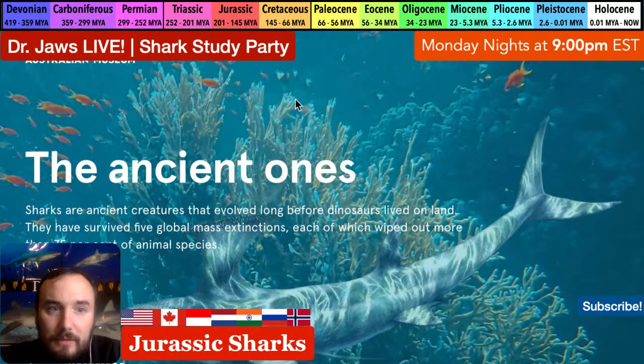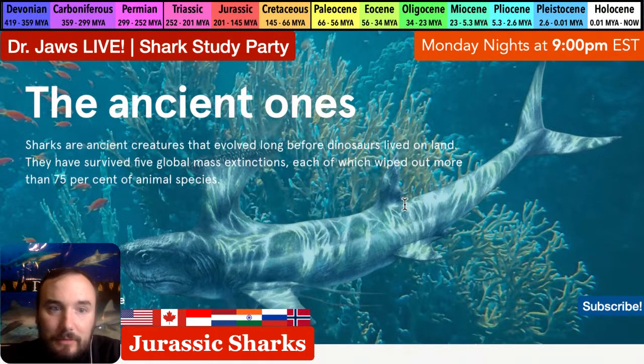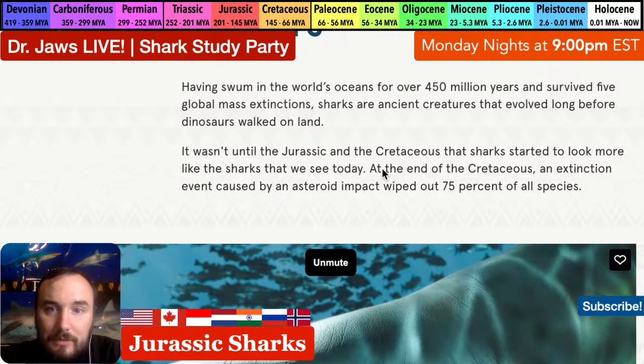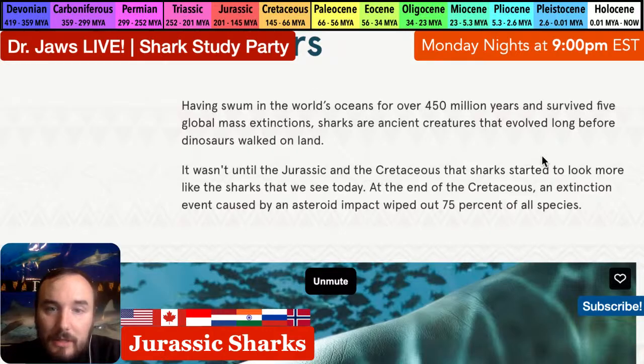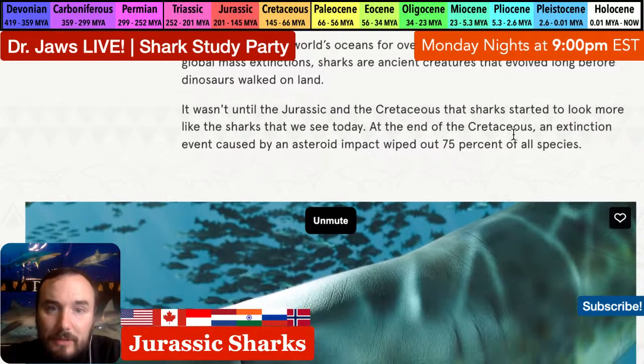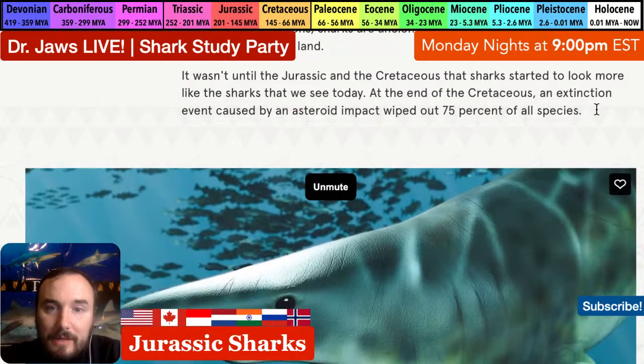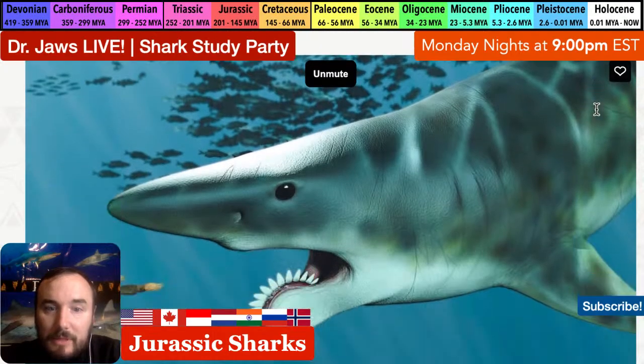We'll start out with a nice little summary by the Australian Museum. It's similarly giving a timeline of shark evolution, but we'll dive into diversity after this article. So, the ancient ones. Sharks are ancient creatures that evolved long before dinosaurs lived on land. They survived 5 global mass extinctions, each of which wiped out more than 75% of animal species. I won't read everything until we get to the Jurassic, but let's see. It wasn't until the Jurassic and the Cretaceous that sharks started to look more like the sharks that we see today. At the end of the Cretaceous, an extinction event caused by an asteroid impact wiped out about 75% of all species.